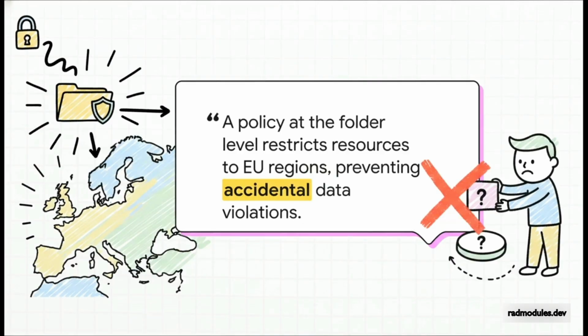And this example is just perfect. It shows you the real power here. The bank sets a data location rule just one time on their EMEA folder. From that moment on, it is impossible for any developer working in that part of the organization to accidentally create a server in the wrong part of the world. It's preventative security. You're stopping the problem before it can even happen.